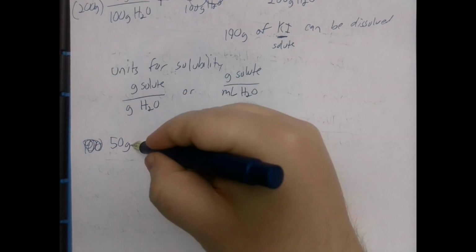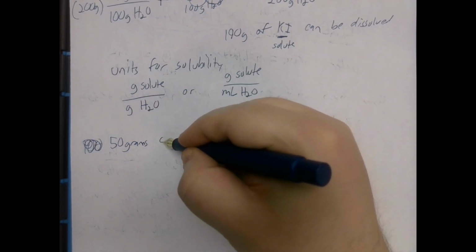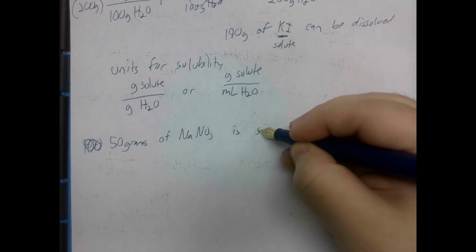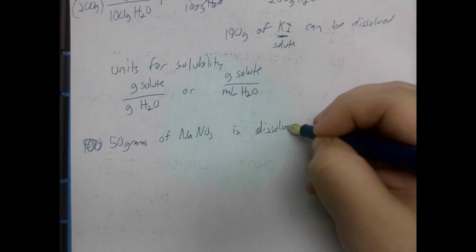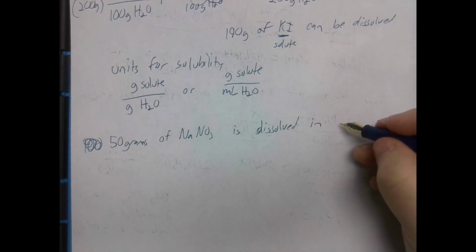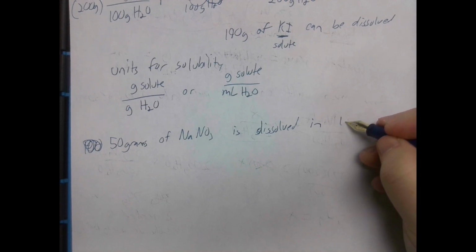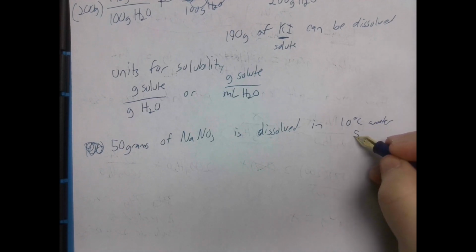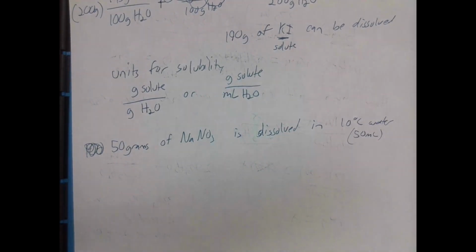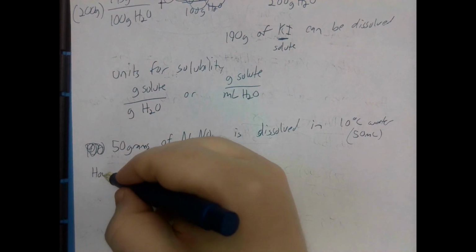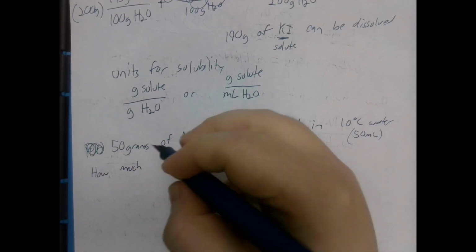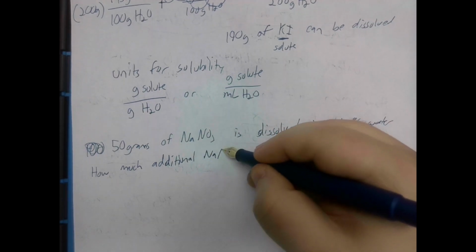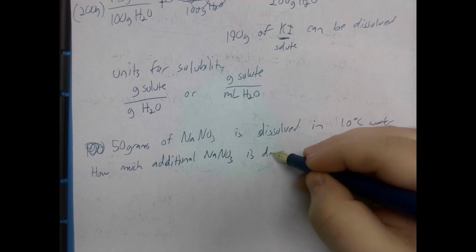50 grams of NaNO3 is dissolved in 10 degrees Celsius water and make that 50 milliliters. How much additional NaNO3 is dissolved? So this is supersaturated.